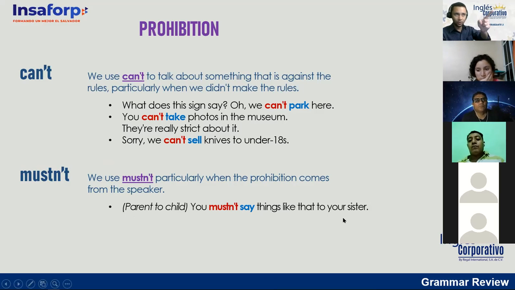So a parent to a child, you mustn't say things like that to your sister. No tenés que decirle cosas así a tu hermanita. O sea, se lo está prohibiendo, pero la prohibición viene directamente del hablante. El hablante es el que está poniendo la restricción. ¿Ok? Por eso se ocupa mustn't.